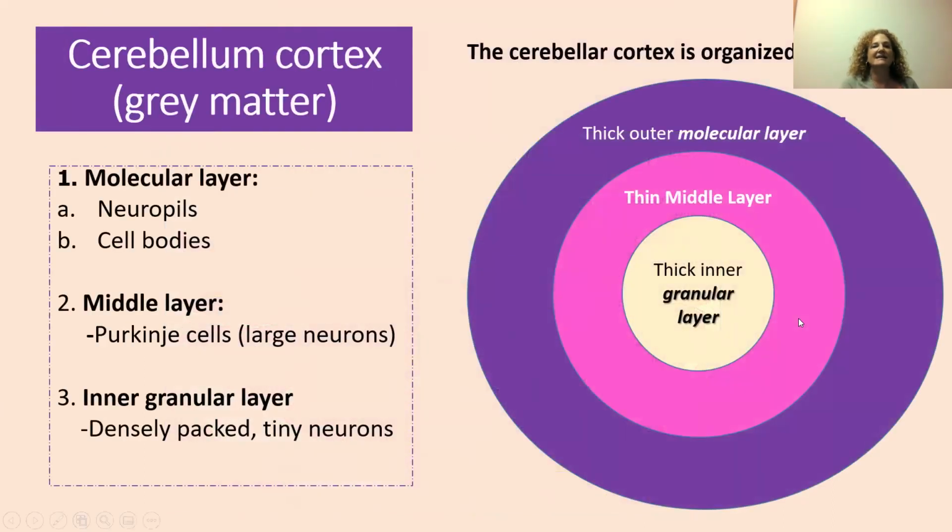Now the cerebellum is composed of three separate layers, at least in the gray matter. It consists of the molecular layer, the middle layer, and the inner layer known as the granular layer. And the middle layer is also known as the Purkinje layer because of its Purkinje cells.